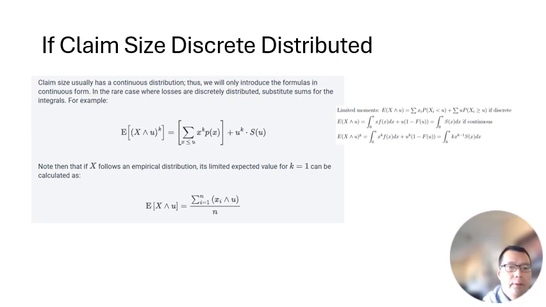But there's another situation, when X follows an empirical distribution. Then its limited expected value for k equal to 1 can be calculated as follows. The expected value of X∧μ is just the sum of (xi∧μ), summed from 1 to n. Basically, you sum up all the instances in this case and divide by n. On the next slide, we're going to give you an example.